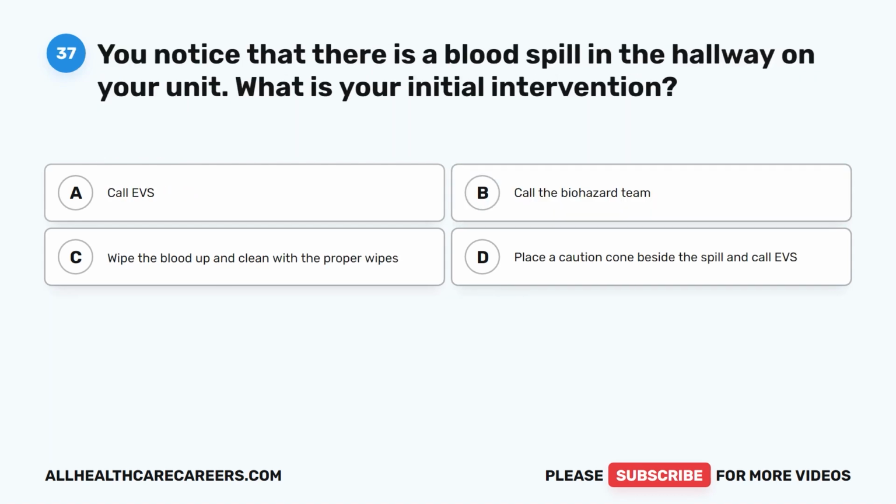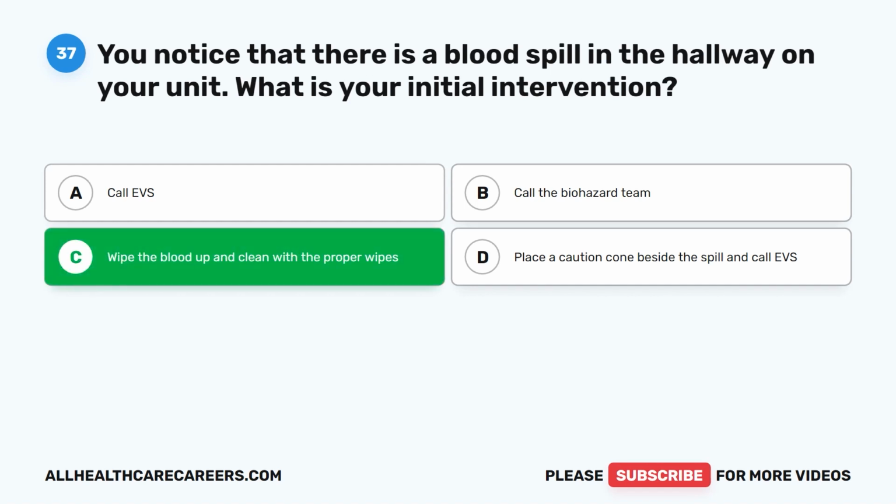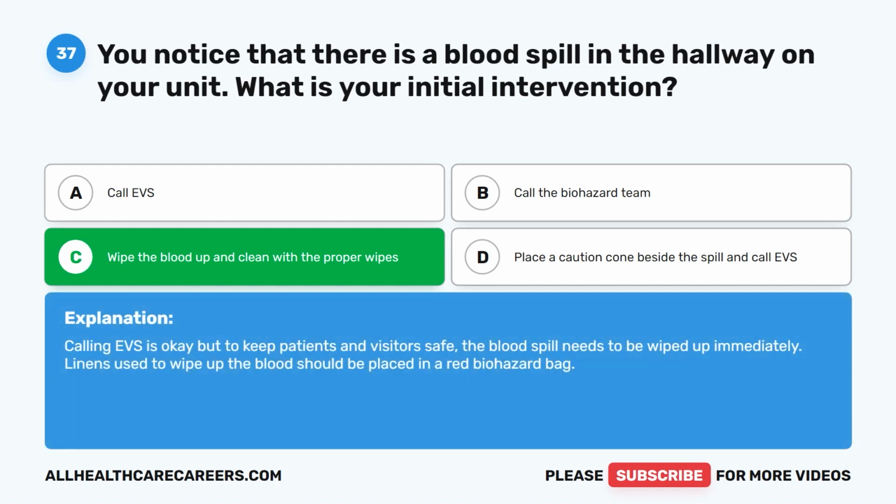Question 37. You notice that there is a blood spill in the hallway on your unit. What is your initial intervention? A. Call EVS. B. Call the biohazard team. C. Wipe the blood up and clean with the proper wipes. D. Place a caution cone beside the spill and call EVS. The correct answer is C. Wipe the blood up and clean with the proper wipes. Calling EVS is okay, but to keep patients and visitors safe, the blood spill needs to be wiped up immediately. Linens used to wipe up the blood should be placed in a red biohazard bag.